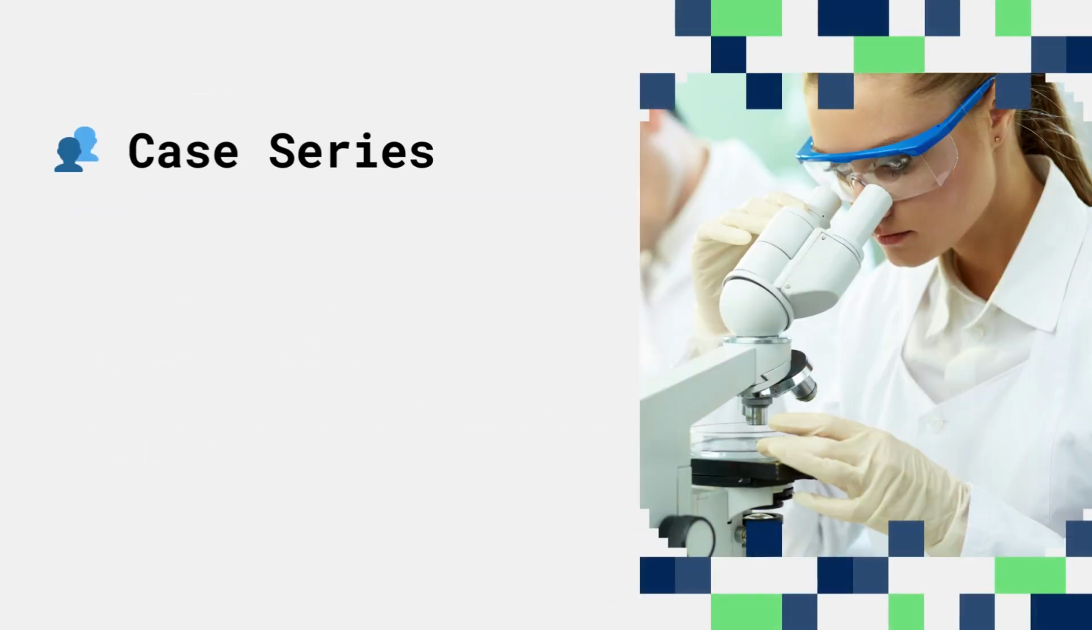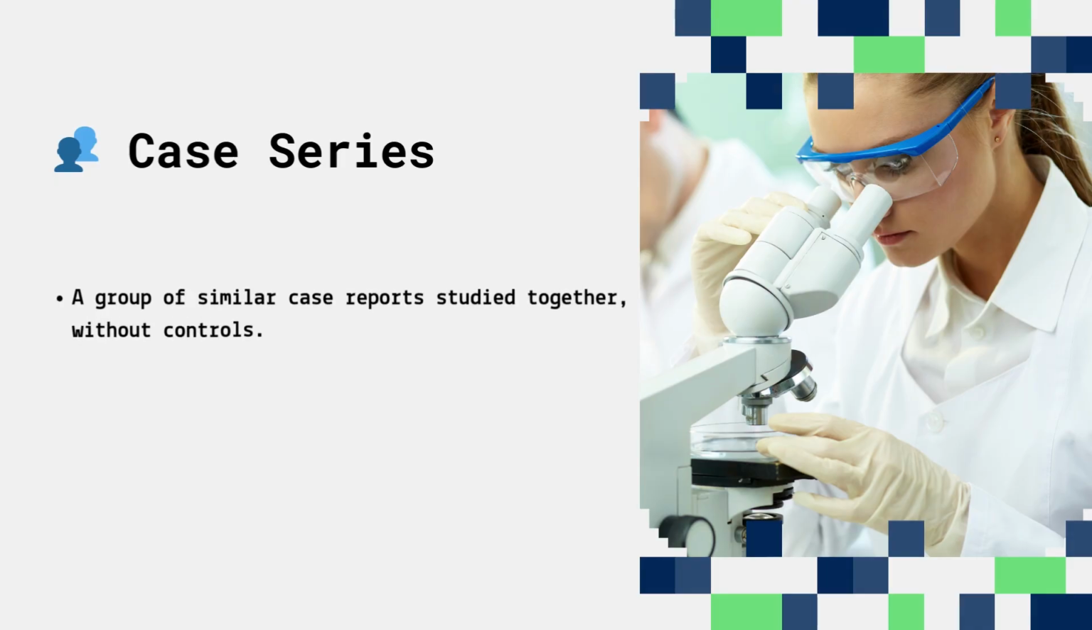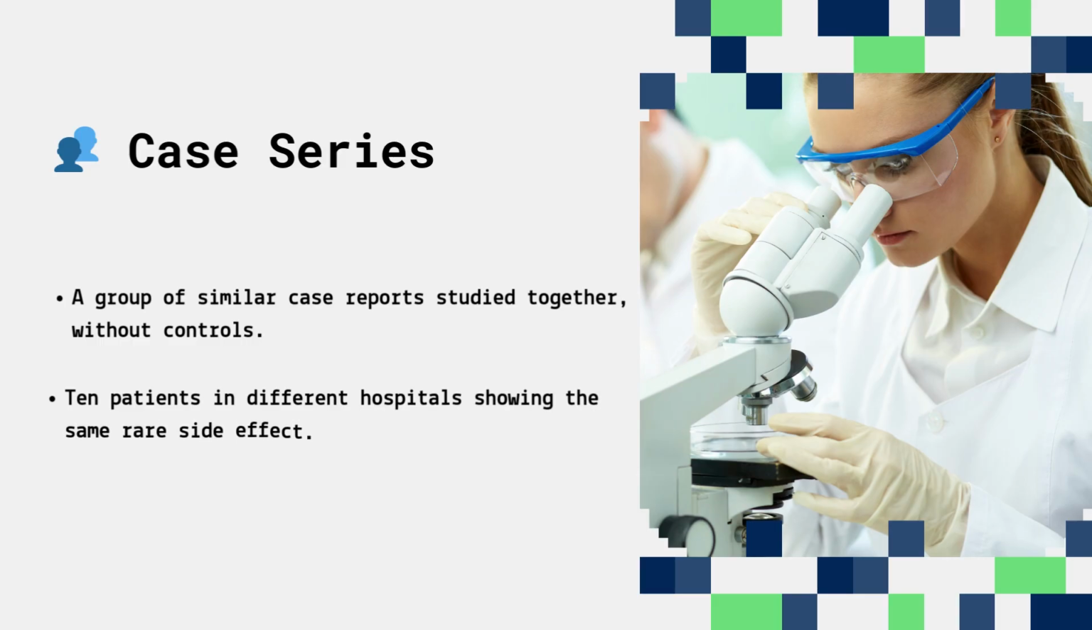Now, when more than one similar case is reported together, we call it a case series. Instead of one patient, let's say 10 patients across different hospitals develop the same unusual immune reaction after a new therapy. By grouping them, researchers strengthen the signal that this is not a random event. Like case reports, case series are descriptive. They can't measure risk or prove causality, but they are invaluable for generating hypotheses.